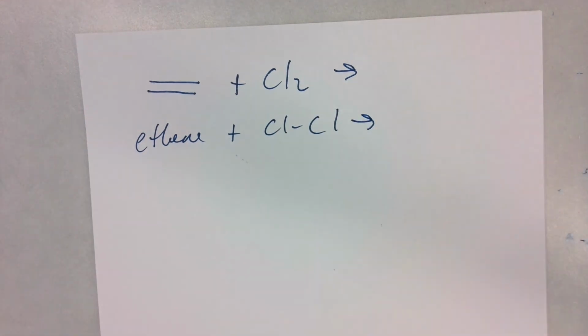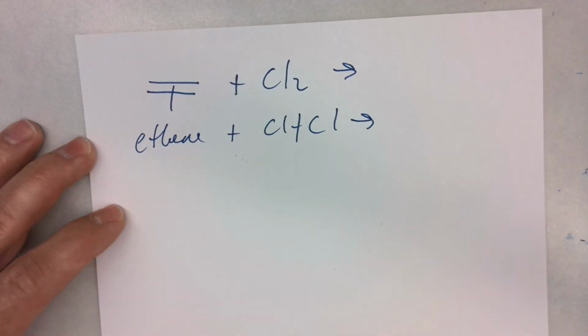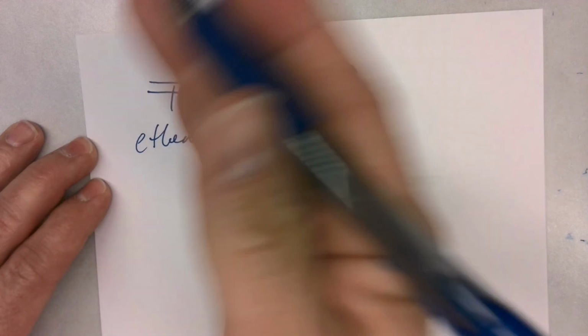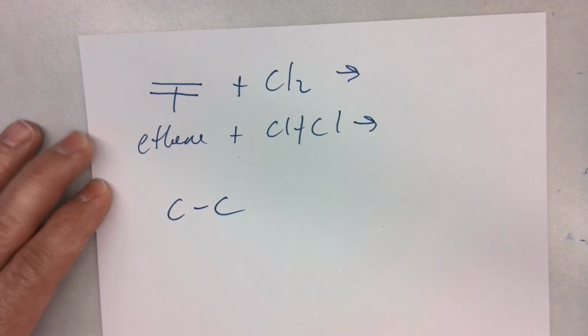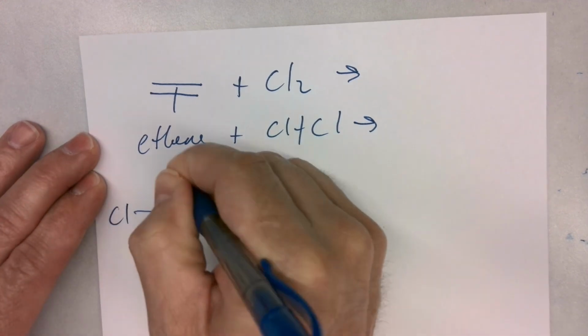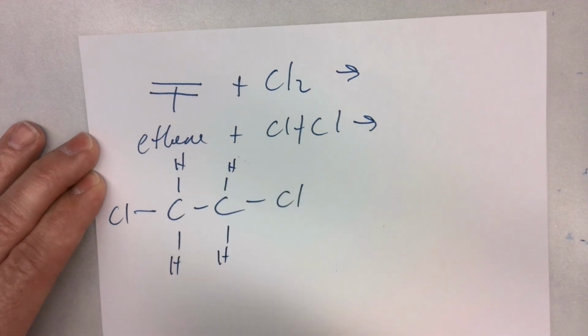Now, again, this is going to break, and I'm basically going to end up with this. They would probably never draw it that simplistic because there's just two. It would look like this, and then I would have a chlorine there, and a chlorine there, and then an H, an H, an H, and an H.